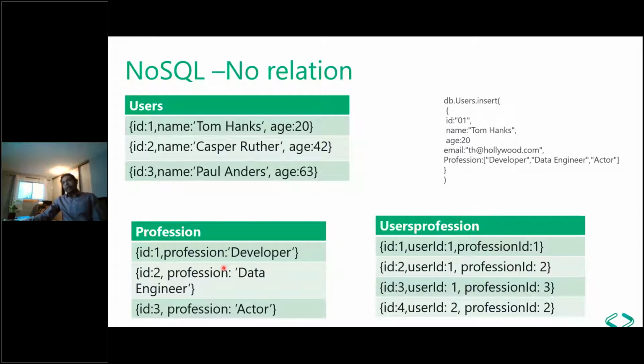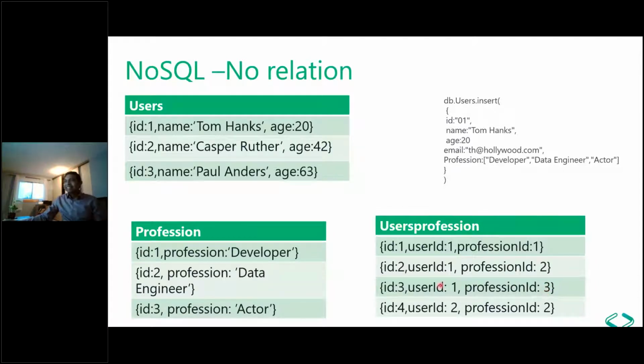Also you have the profession, right? Now if you think the same way we looked into SQL database, you have to have the relationship, right? To connect this user with a profession, you need to have the other table, the relationship table, if you think in the SQL world. So if you look at this one, user ID 1, who is that? Is Tom Hanks. Profession ID 1, what is that? This is developer. In the very same way, this is Tom Hanks, number 1, and profession is 2, so data engineer, and also the same user, and the profession ID is 3, means actor. So Tom Hanks being developer, data engineer, as well as actor.